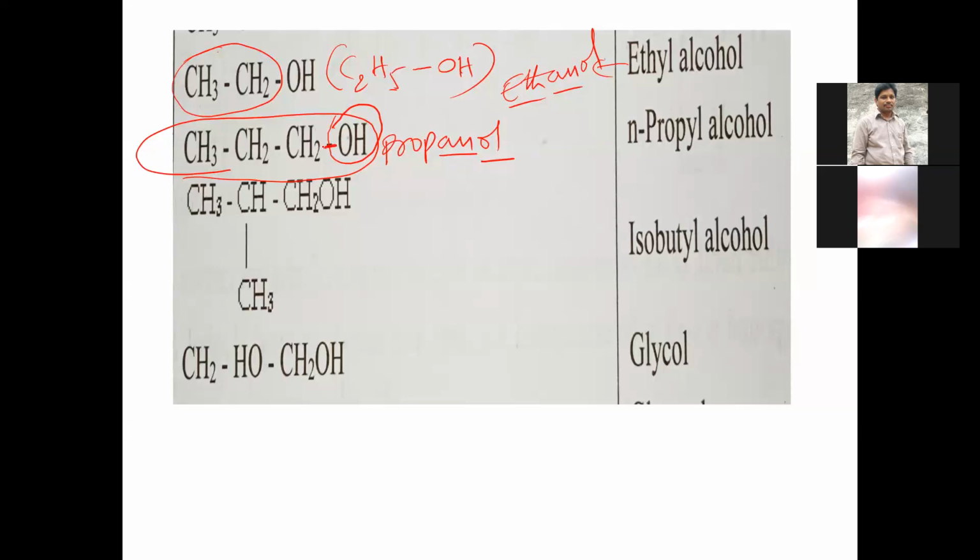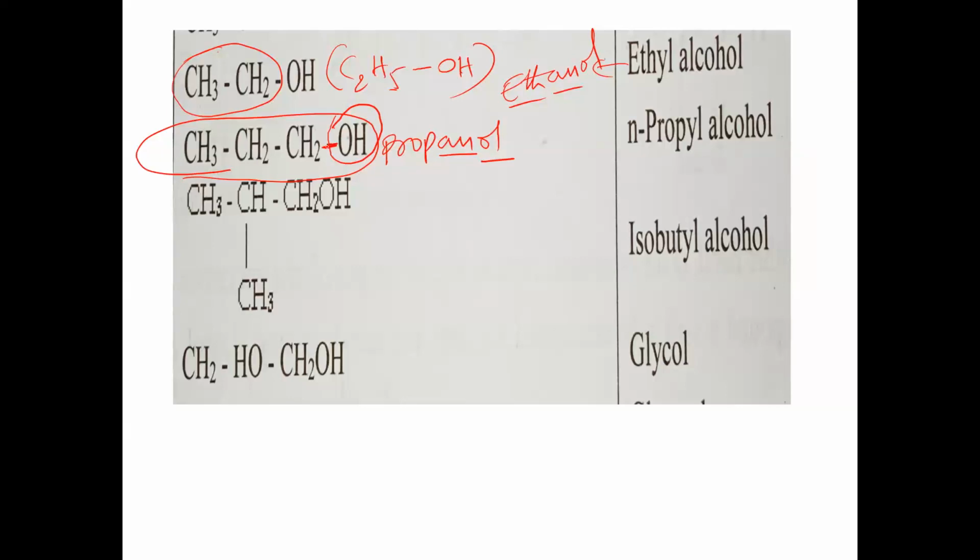The free bond on the propyl group is at which carbon? The last carbon. If the free bond is present on the last carbon, it is called n-propyl, normal propyl. If the free bond is on the last but one carbon, it is called isopropyl. So normal propyl alcohol, n-propyl alcohol, is the common name, and the IUPAC name is propanol.